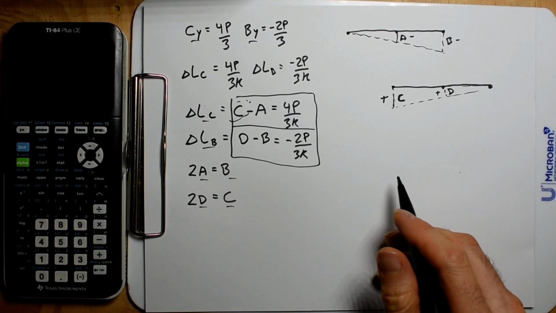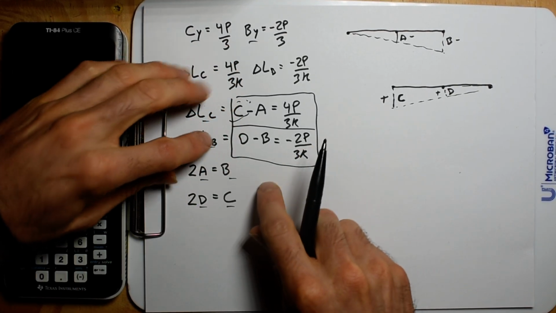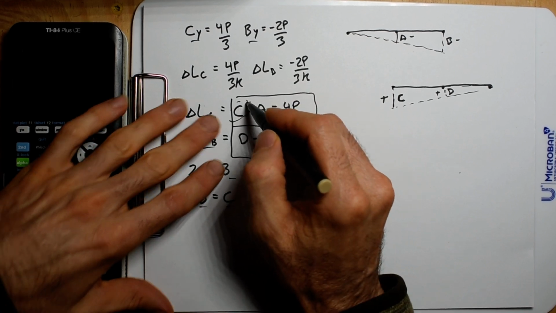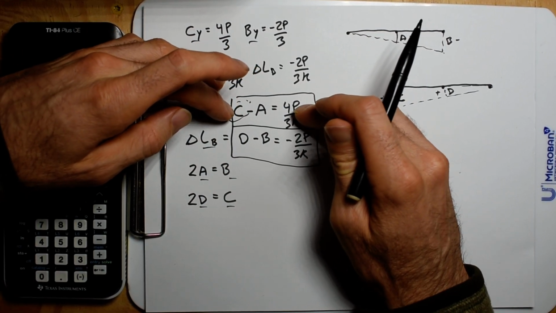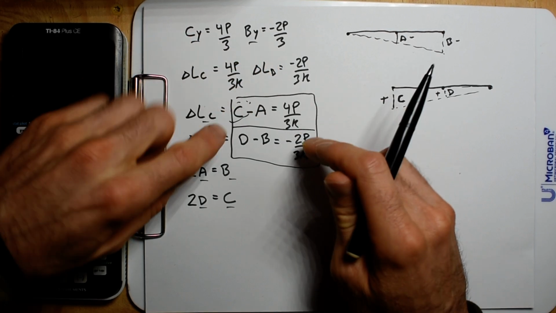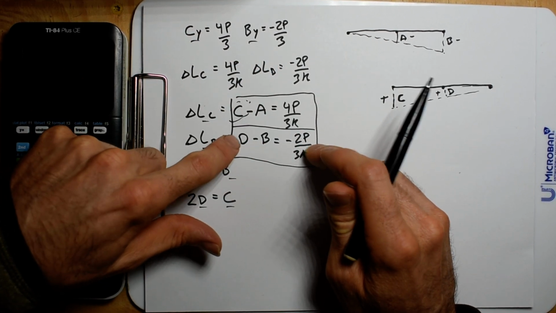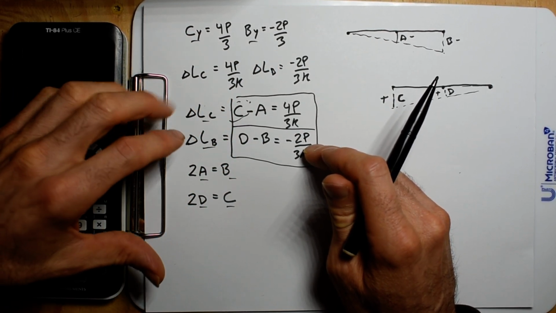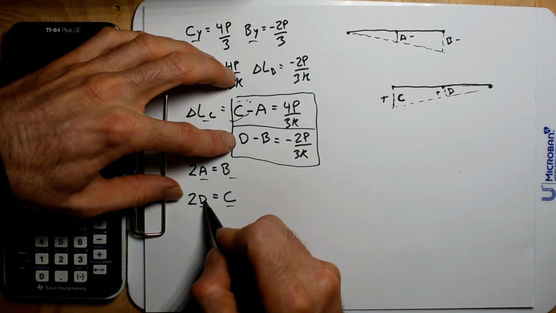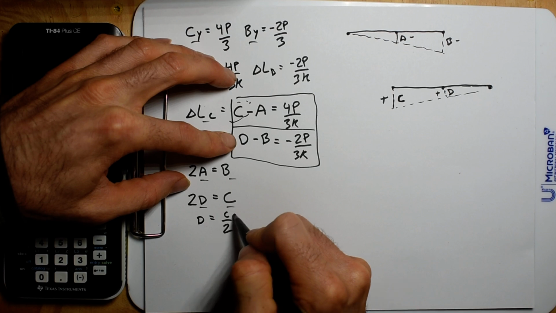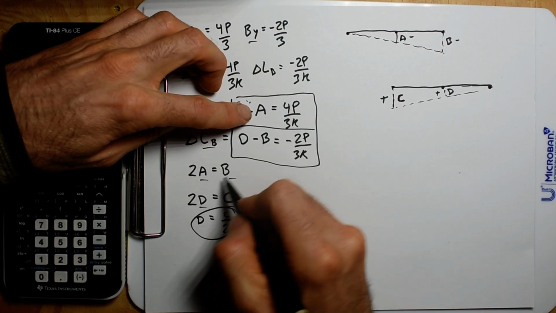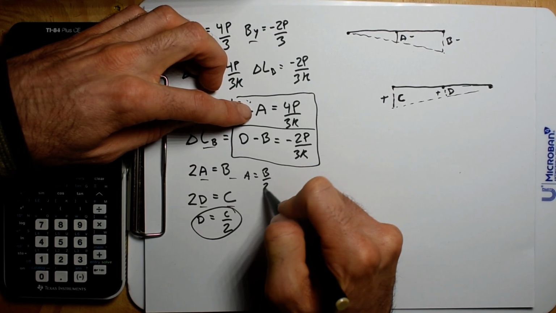Okay, let's do it. So now the question is, if this is what we're solving for, we need 2 equations that have C and A in them. This equation has C and A in it. This equation has D and B. Let's change this equation to make sure it has C and A. That's going to be the first thing. So D is equal to C over 2. And we can say that A is equal to B over 2.